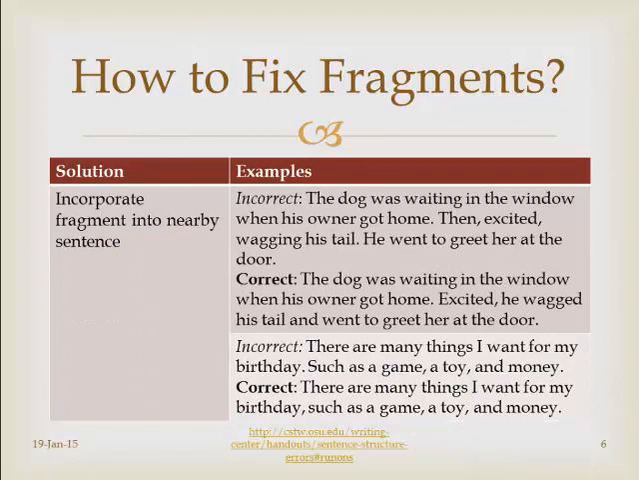All right, how else can we fix it? We can incorporate the fragment into a nearby sentence. So the sentences before or after it, you can incorporate the fragment into the sentence. For example, in the first one, Ben excited wagging his tail is a fragment, right? So we want to incorporate that into the sentences that we have. The dog was waiting in the window when his owner got home. Excited, he wagged his tail and went to greet her at the door. So you complete it with the subject and the verb and you put it into the following sentence. And giving examples: there are many things I want for my birthday, full stop, such as a game, a toy, and money. Now, such as a game, a toy, and money, you're giving examples, but it is a fragment. So what do you do? You incorporate it into the nearby sentence.